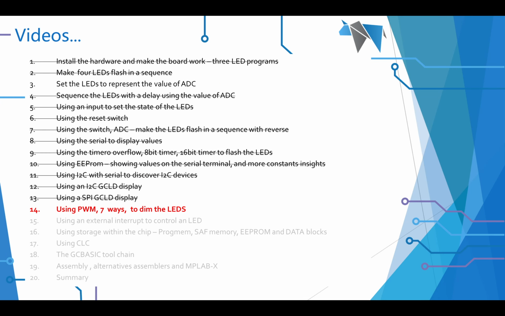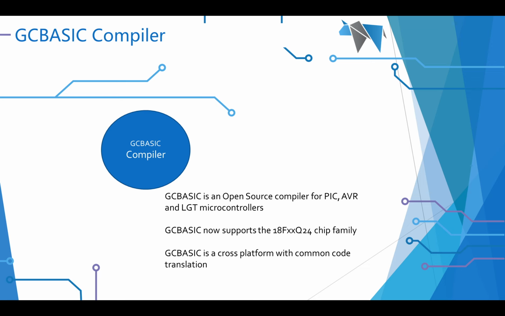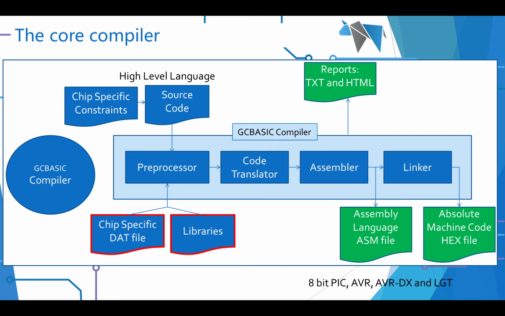Okay, so I was going through the videos, got down to video 14, and it's called using PWM 7 ways to dim the LEDs. And I'll explain the 7 ways in a moment, which one and what's not working, because it's pretty important. Compiler, open source, needs to support the Q24.